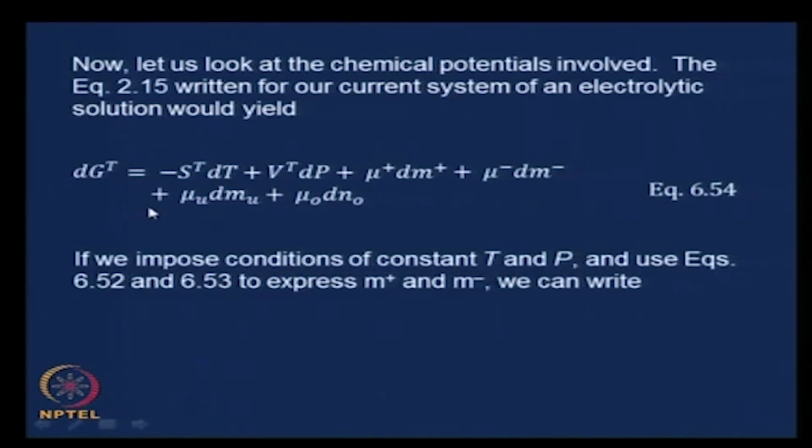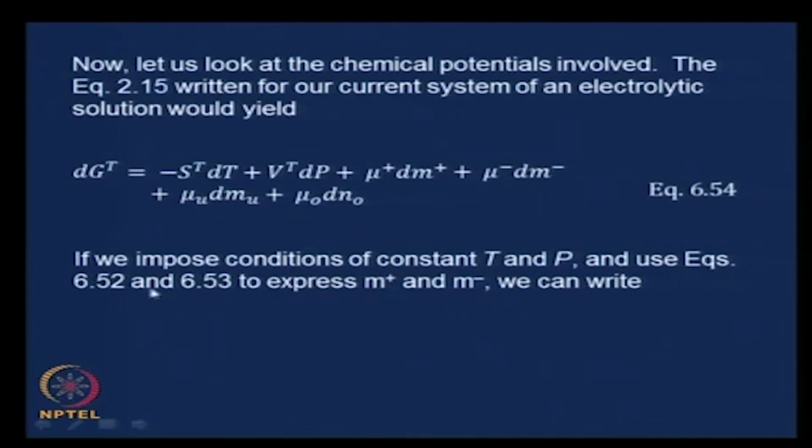Now, if we impose conditions of constant temperature and pressure, the first two terms are going to go to 0, dT is 0, dP is 0, and we use equations 6.52 and 6.53 to express n plus and n minus. Remember, we expressed n plus in terms of the number of moles of the electrolyte added and the number of moles of the undissociated electrolyte, just the two equations before this.